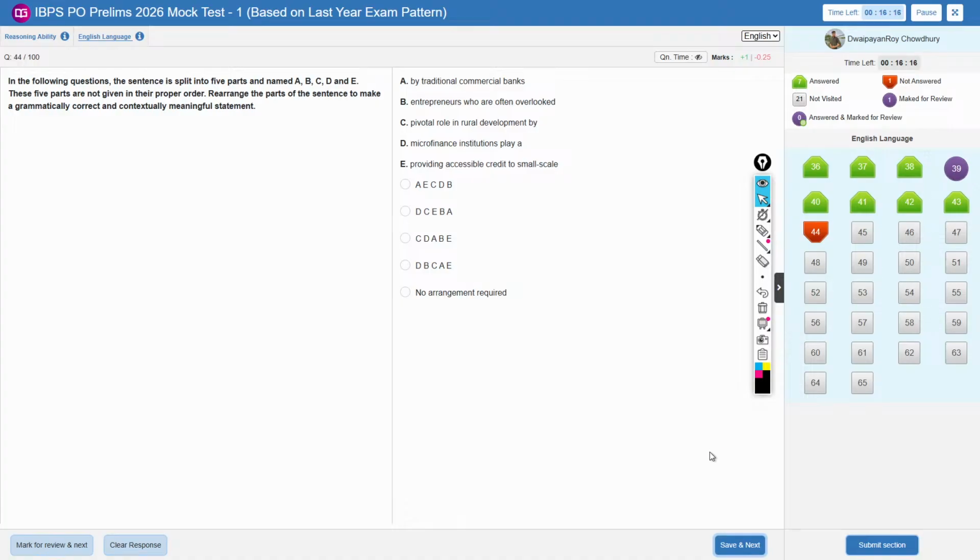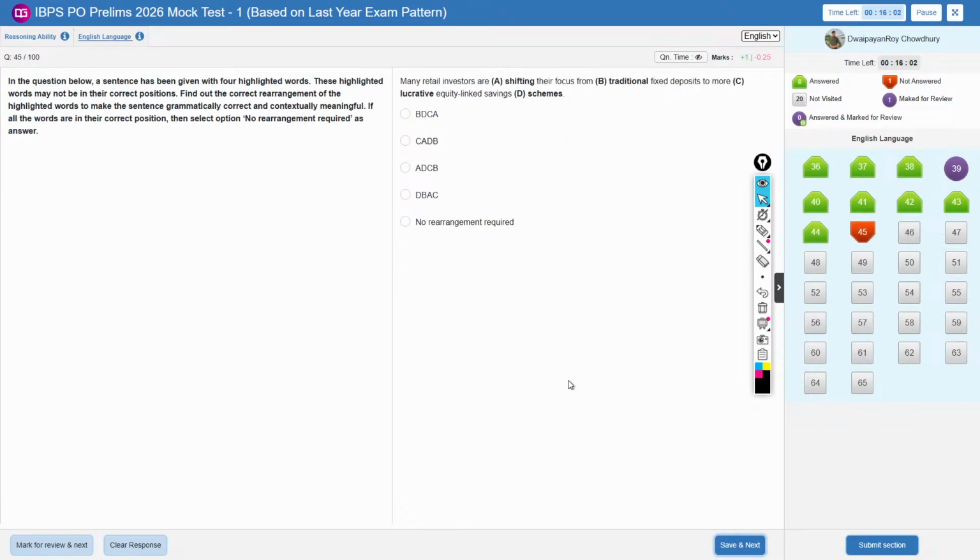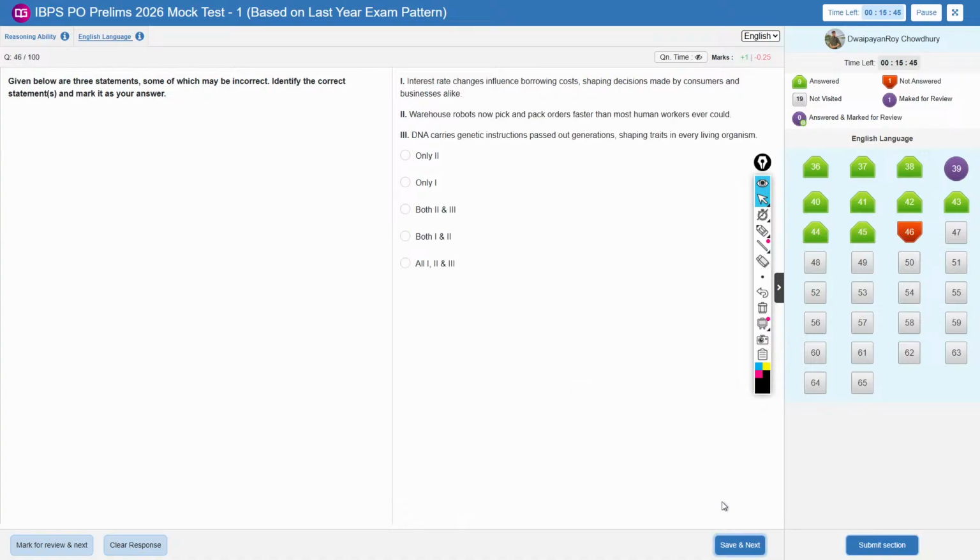Microfinance institutions play a pivotal role in rural development by, so DC to start with, providing small scale credit. Many retail investors are shifting their focus from traditional fixed deposits to more lucrative equity linked savings schemes. Okay, no arrangement required, which are incorrect.